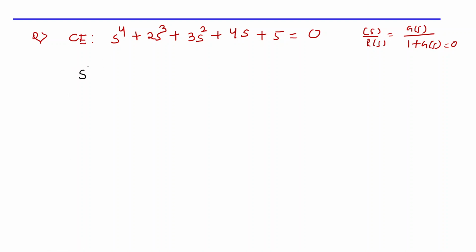So write down here s fourth. S fourth is the even term, so here the even terms are 1, another is 3, another is 5. Similarly, s cube you write down: s cube is 2, another is 4. And the remaining is nothing, just write down 0 here.